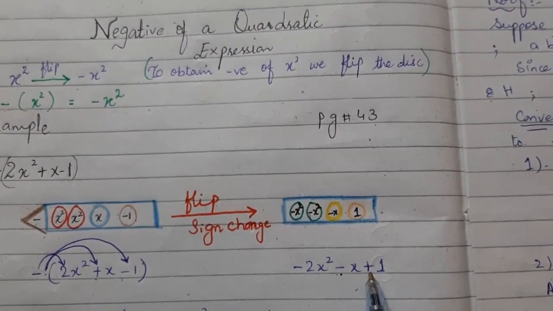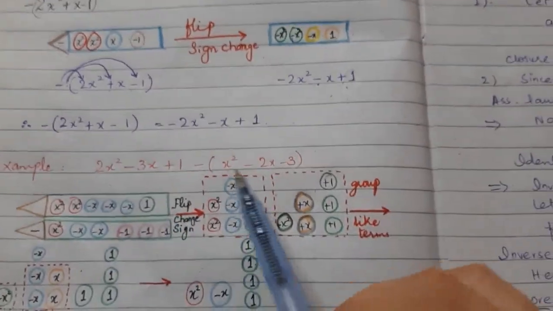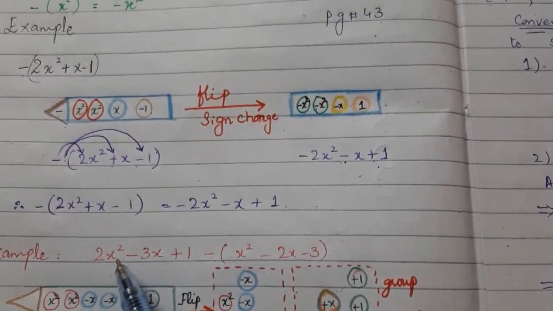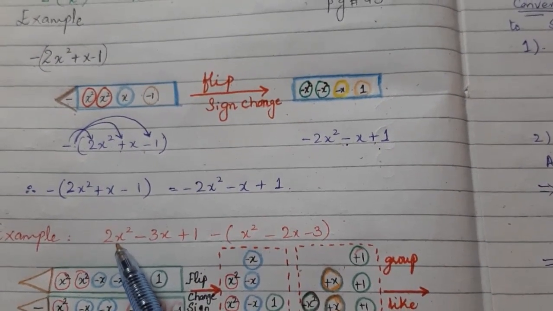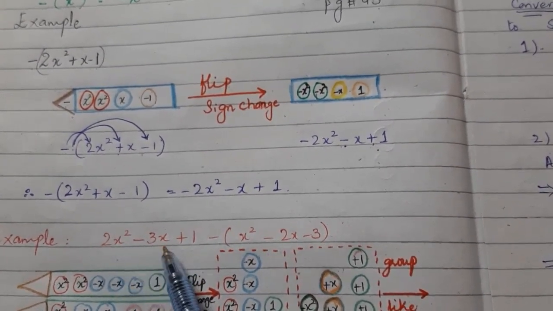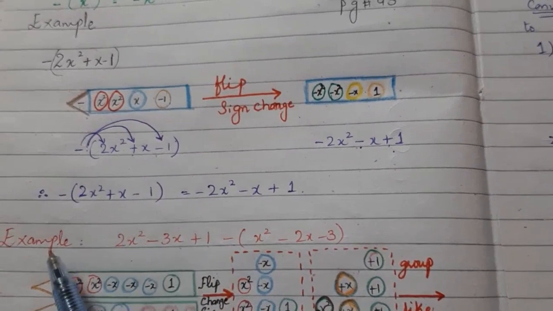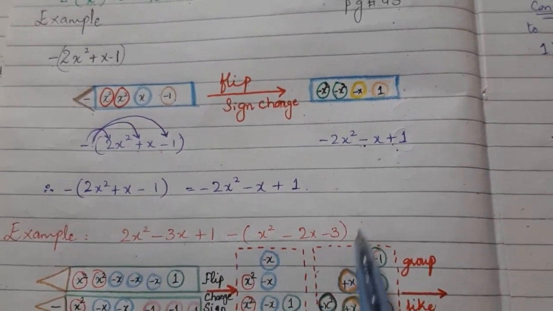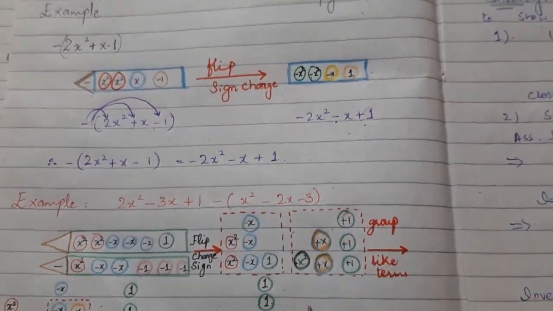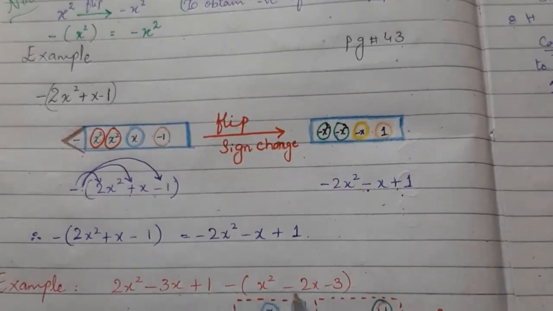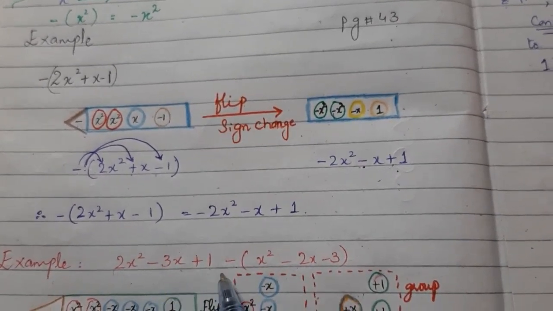Yes, very good. You will have a positive sign here. Now you can see that we have given 2x squared minus 3x plus 1 as an example, and you have to simplify it. So how are you going to do it? Let's suppose this is a whole term.